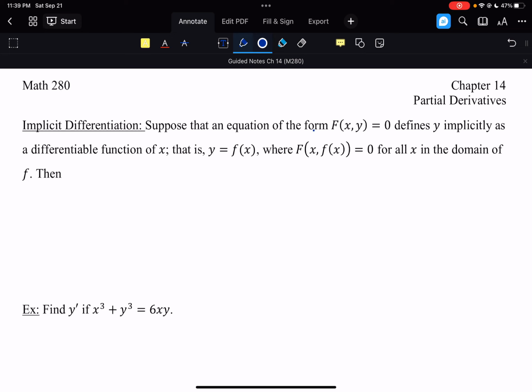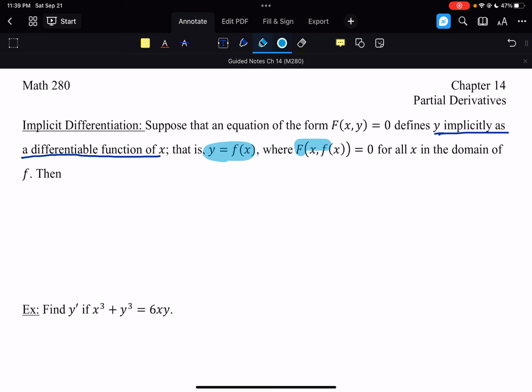So suppose that an equation has the form big F of x, y equals 0, defines y implicitly as a differentiable function of x. Okay, so y implicitly as a differentiable function of x. Okay, so y equals f of x.